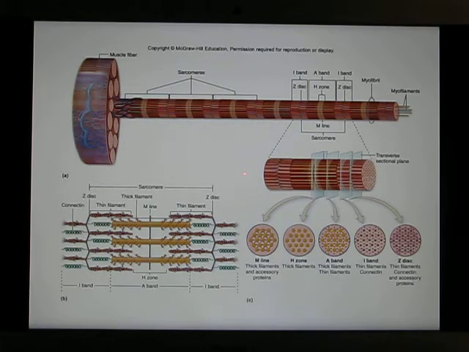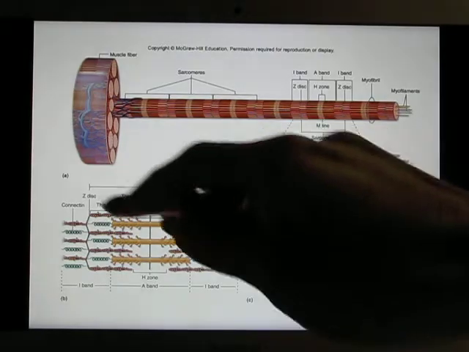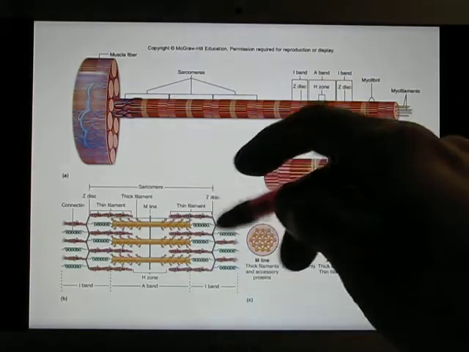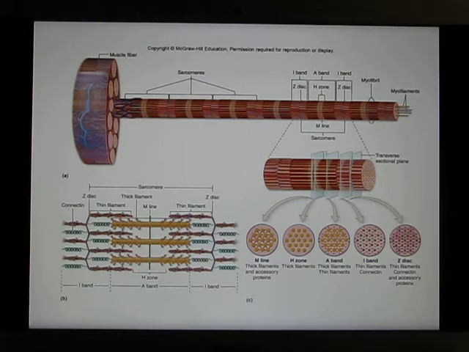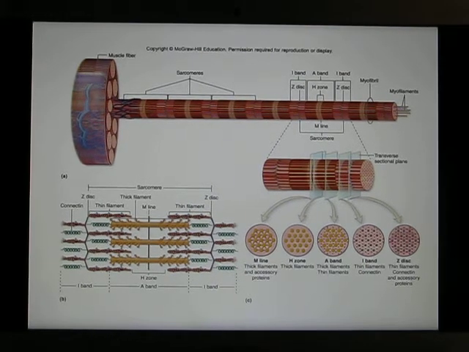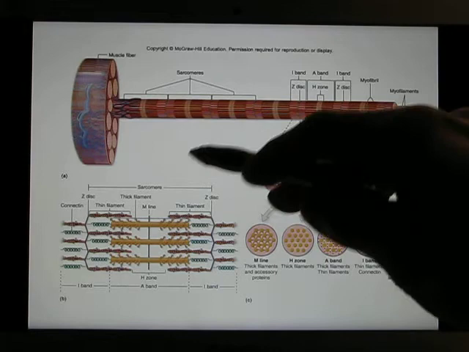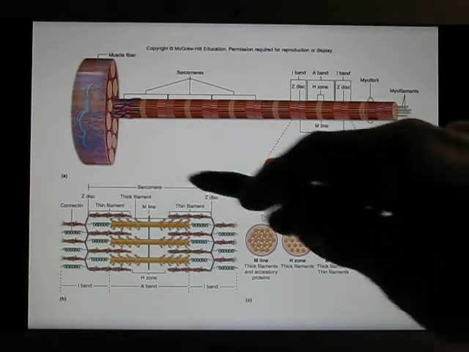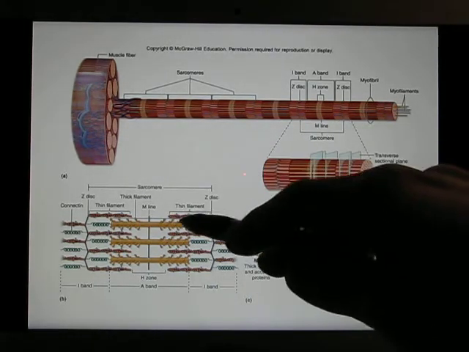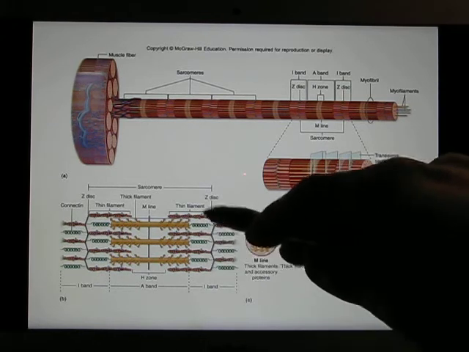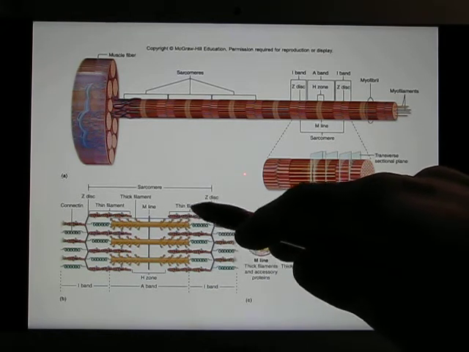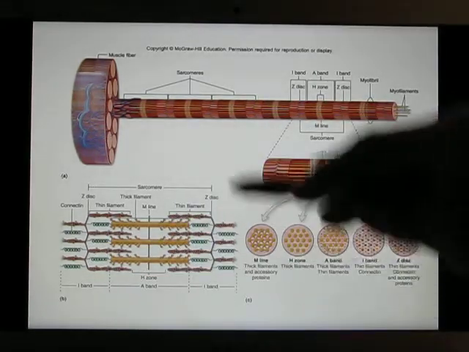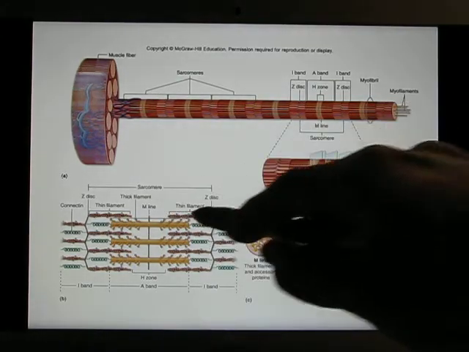Okay, now let's look at the sarcomere structure. Sometimes I say sarcomere wrong, because when I took anatomy, my English was not very good. Sarcomeres are made of thick filaments and thin filaments. And when they contract, the thick and thin filaments overlap more. That's how they make the sarcomere become shorter.